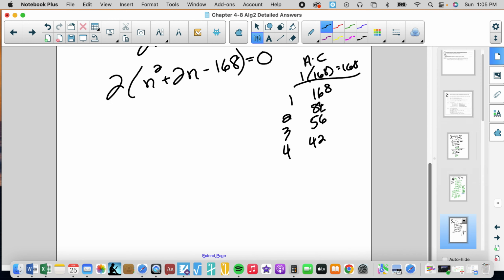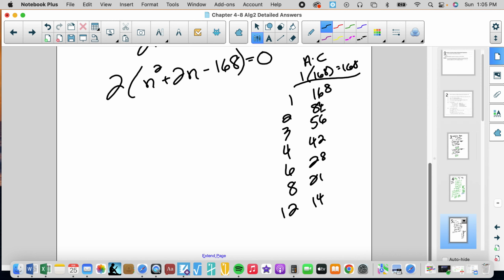5, no. 6, yes, because 2 and 3. So that is, take the 2 from 56 and we get 28. 7, doubt it. 8, yes. 21. 9, no, because 1 plus 6 plus 8 is 15. 9 doesn't go into 15. That's the 9 divisibility rule. 10, no. 11, 12, yes. 12 and 14, and there it is.